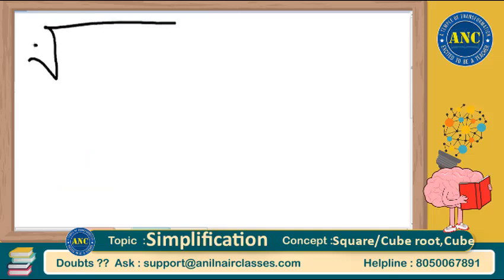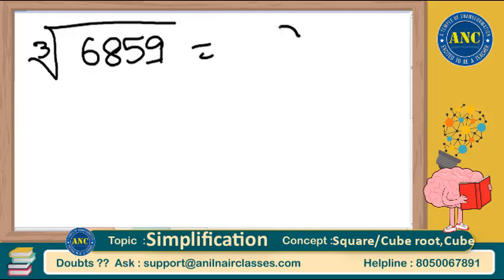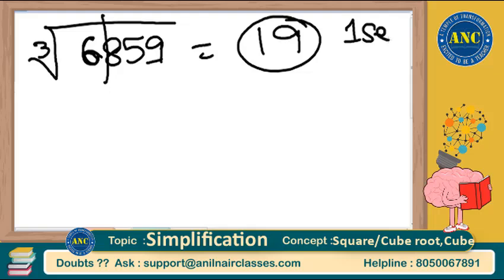We took the first question as cube root of 6859. It is ending with 9. The answer should end with 9. 6 lies between 1 cube and 2 cube. The answer is 19. You answered within 1 second.